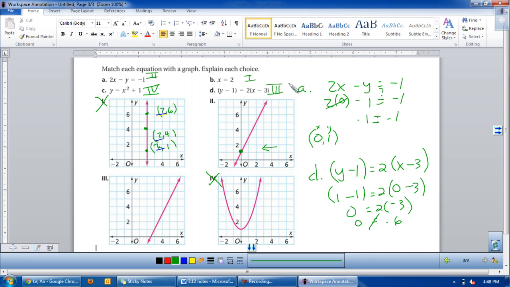Perfect. Hopefully, going through the examples that we did in class helped you a little bit, and I think you're ready to do your assignment.